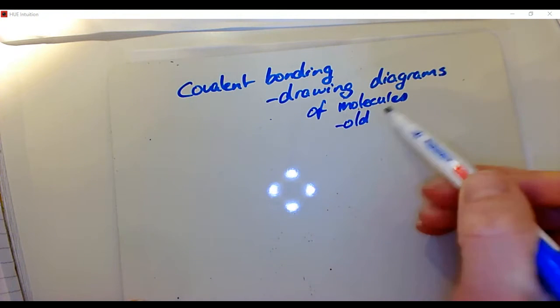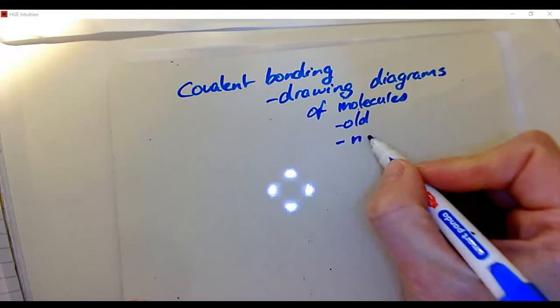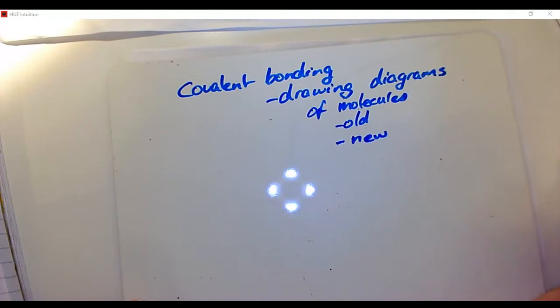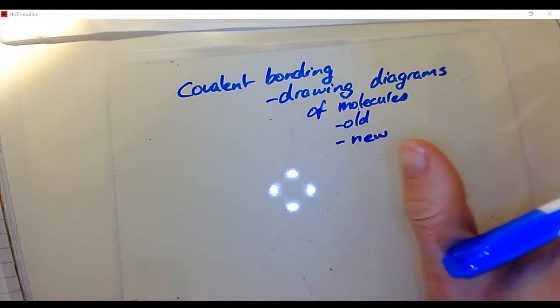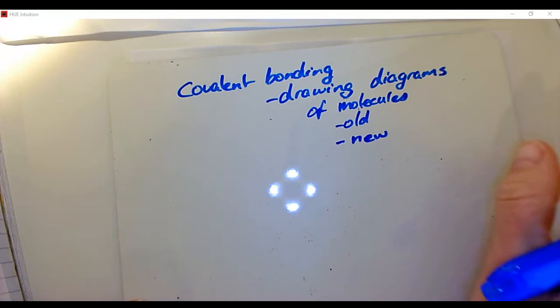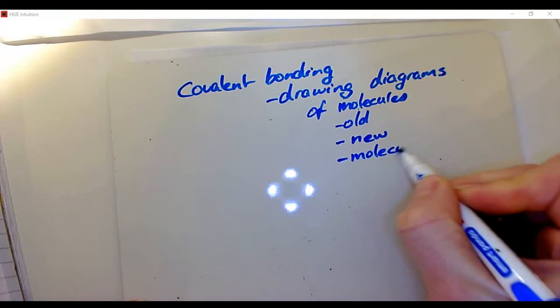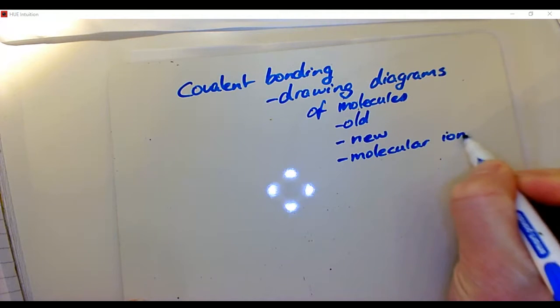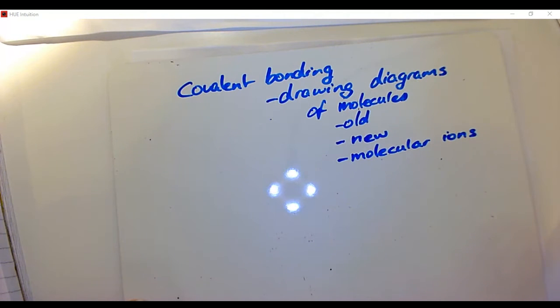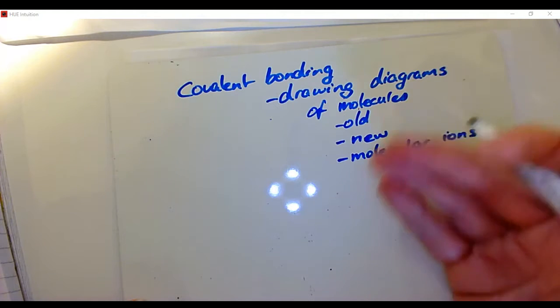Okay, then we're going to look at some new molecules. The idea would be that you could extend this to molecules that you haven't met before. We'll also look at molecular ions, how to draw dot and cross or Lewis diagrams of molecular ions. So that is new, but the principles should apply to all of them.